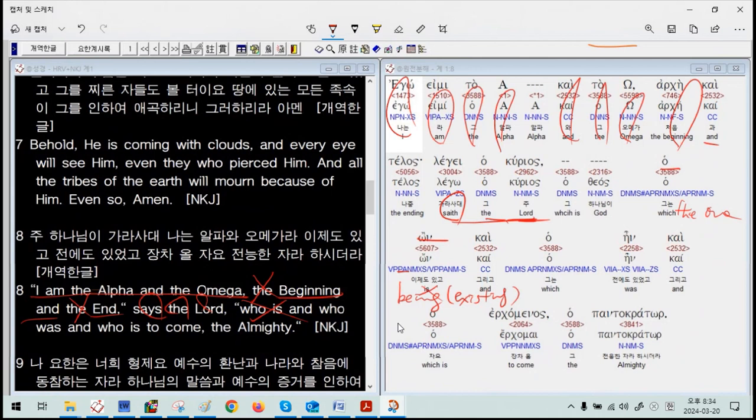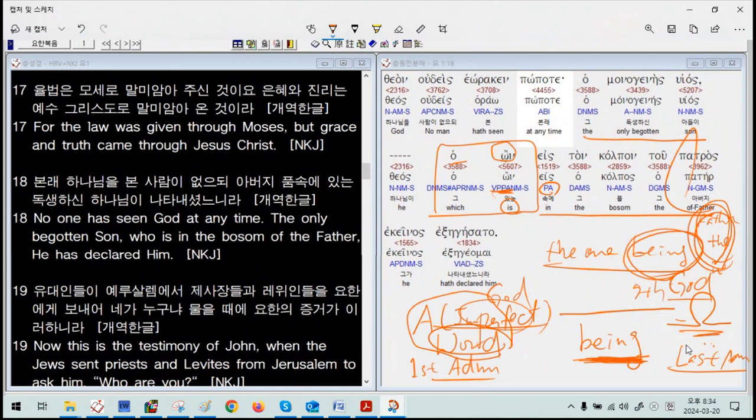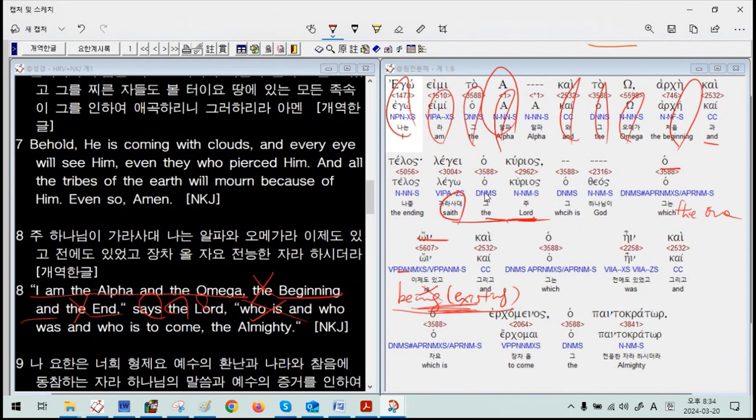So I start as alpha to become the omega. You see, ho on, same thing here. Ho on, why is he existing? Imperfect word to become the perfect word. First Adam becomes the last Adam, right? That's why he's existing. And then the one, here, the one. It is not "which," you see DNMS: definite article, nominative, masculine, singular. Masculine, singular, Lord. It is not "which," the one.